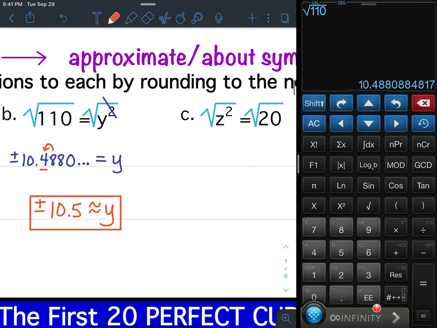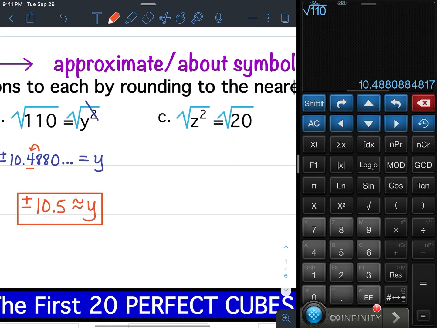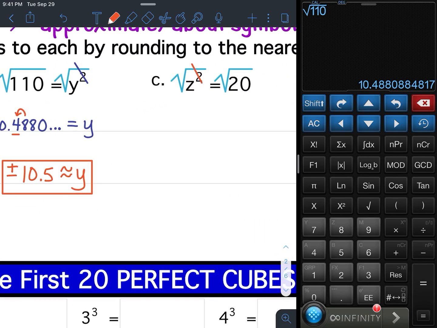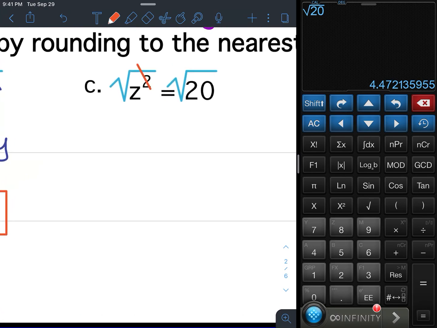Okay, let's do one more together. You'll do the last one on your own. So for C, again, the square and the square root cancel one another out. I take the square root of 20. I get 4.4721 and so forth. So I'm going to put z, and please put a line through your z. Z equals positive and negative 4.4721. Put the ellipsis.